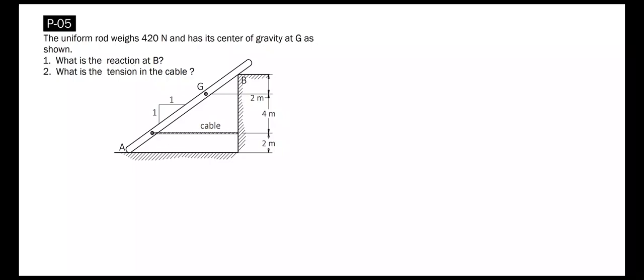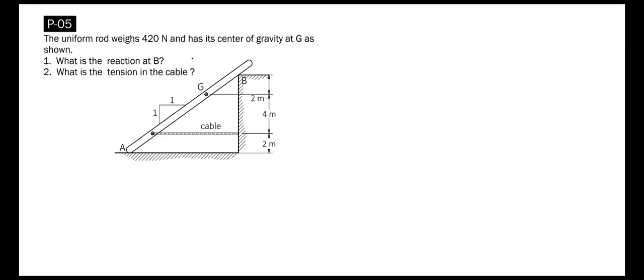In this problem, the uniform rod weighs 420 newtons and has its center of gravity at G, as shown. We are tasked to find the reaction at B and the tension in the cable. We drew our free body diagram for the body, so let's make use of this figure here.